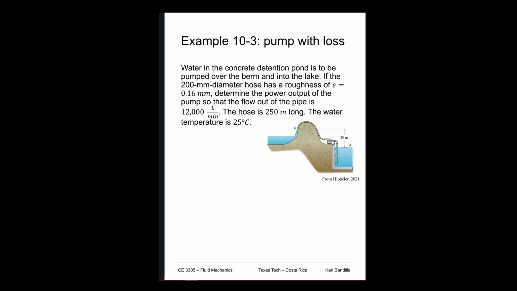Flowing into the pipe, through the pump, over the hump, and into the lake. And we're going to write it from the surface of the detention pond up to where the pipe ends up here. So we can say we go from A to B. So we'll use our energy equation.